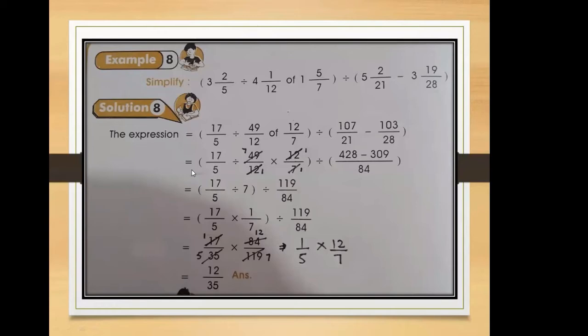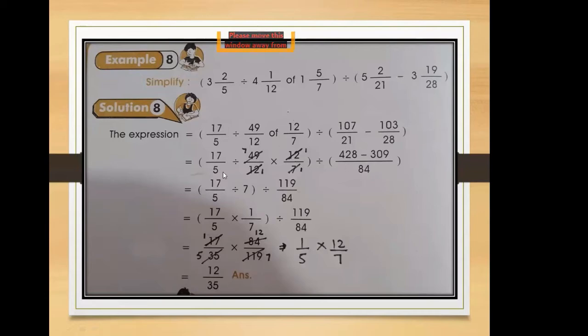So look at step number 2. This is our step number 2. 17 over 5 divided by 49 over 12. This of is converted into multiply, divided by. Okay, here we have different denominators. So what we discussed in 5.1, in addition or subtraction, when we have different denominators, we have to take the LCM. And the LCM of 21 and 28 is 84.